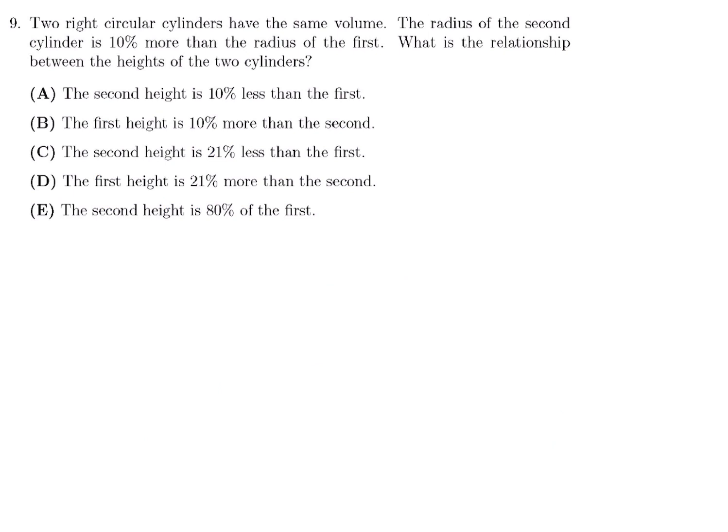Two right circular cylinders have the same volume. The radius of the second cylinder is 10% more than the radius of the first. What is the relationship between the heights of the two cylinders? The volume of a cylinder is pi r squared times the height. So the volume of the first cylinder is going to be pi r1 squared times h1. The second one is, of course, pi r2 squared times h2.